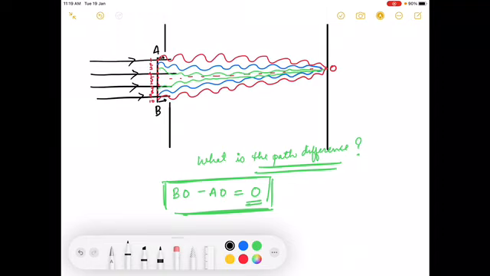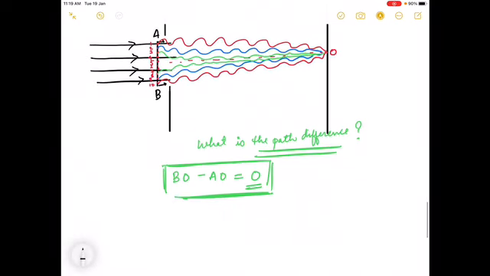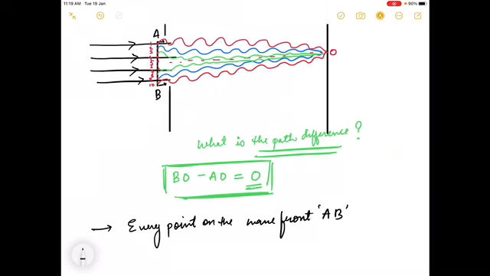So we can clearly see that every point on the wavefront AB behaves as a new source of disturbance. This is something which you know. A new source of disturbance.